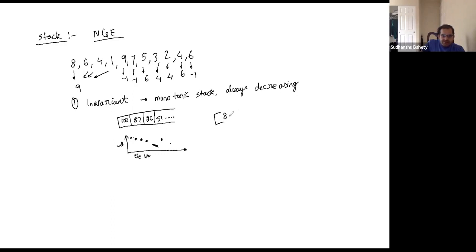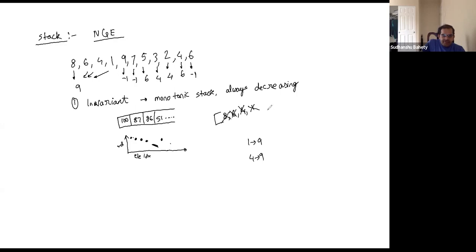first push 8, then 6 is less than 8, so we push 6, 4 is less than 6, we push 4, then we again push 1. Now 9 is more than 1, so we say that for 1, the next greater element is 9, because if 9 was smaller, we would have pushed 9. We remove this one. Now we see 4 is also less than 9, so we say for 4, the next greater element is 9. Similarly, we do it for 6 and we do it for 8.